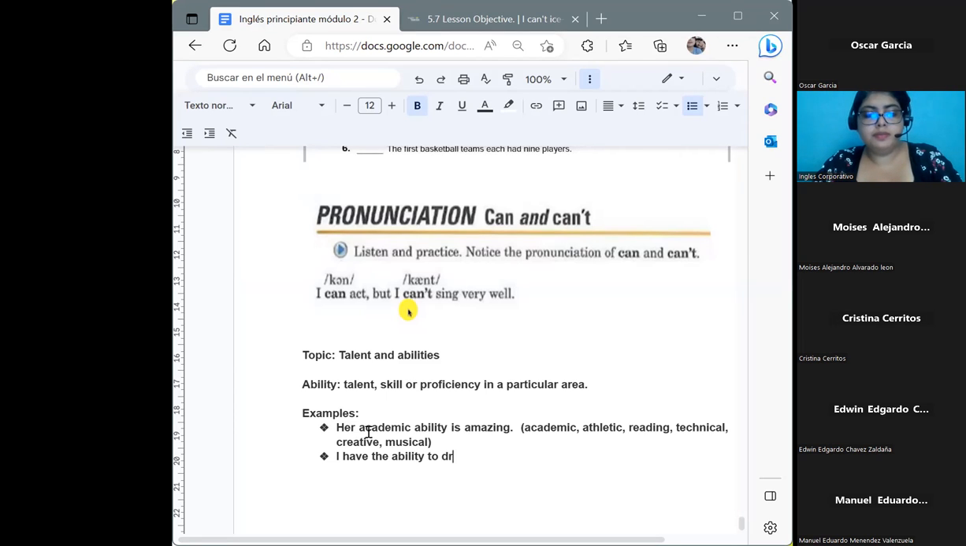I have the ability to draw cartoons. Tengo la habilidad de dibujar caricaturas.